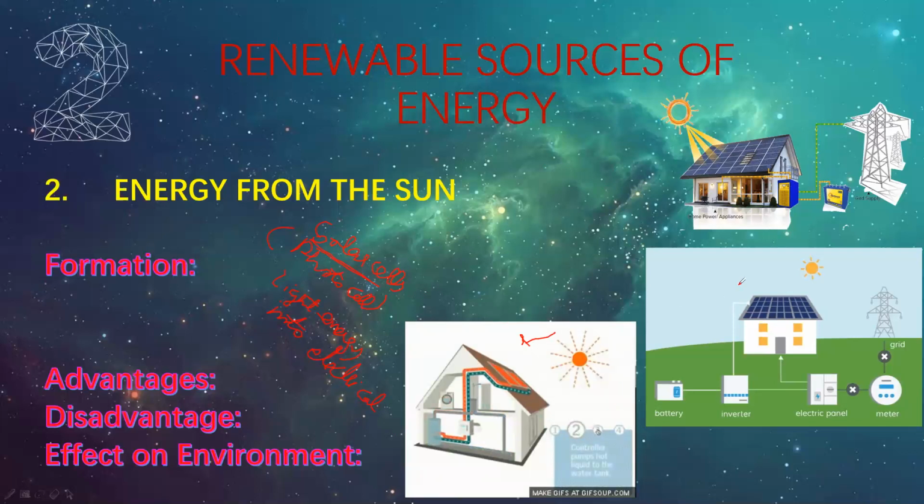Here we convert the sun's energy into heat. The heat energy is used to heat up water, and that hot water is then circulated into the entire house, and the house is kept warm during winter.